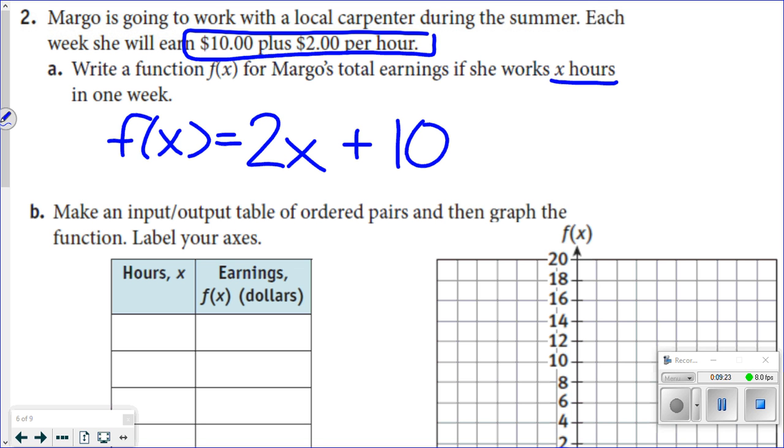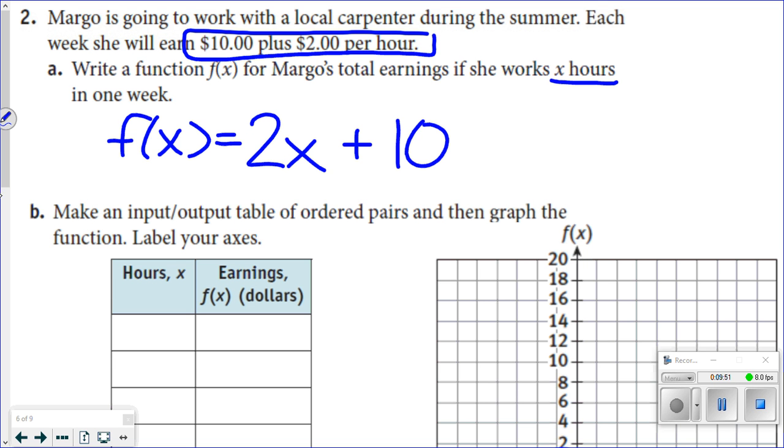This is the most common way to write it. It's like y equals mx plus b. This is like the proper form. If you wanted to, you could switch it and write 10 plus 2x to make sure that the x is with the 2, because it's $2 per hour. That's our slope or our rate of change. And that 10 is our starting point, the initial payment, the one-time amount that she earns.